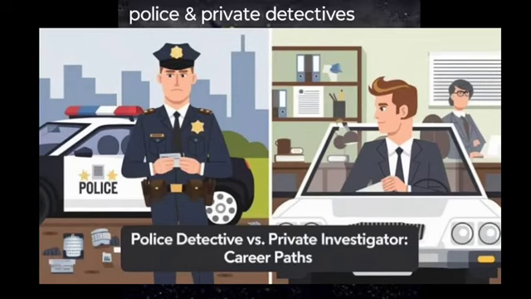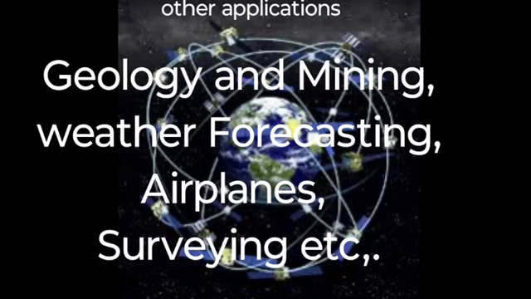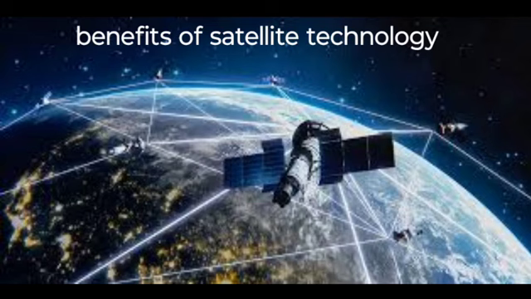Police can benefit by attaching tracking devices to vehicles during investigations, allowing them to easily track movement and come up with solid evidence. 9. Mobiles and automobiles. Travelers can save a lot of time and effort in locating places or streets. 10. Other applications. GPS devices can be used in several other cases such as geology and mining, weather forecasting, airplanes, surveying, etc. Benefit of satellite technology.